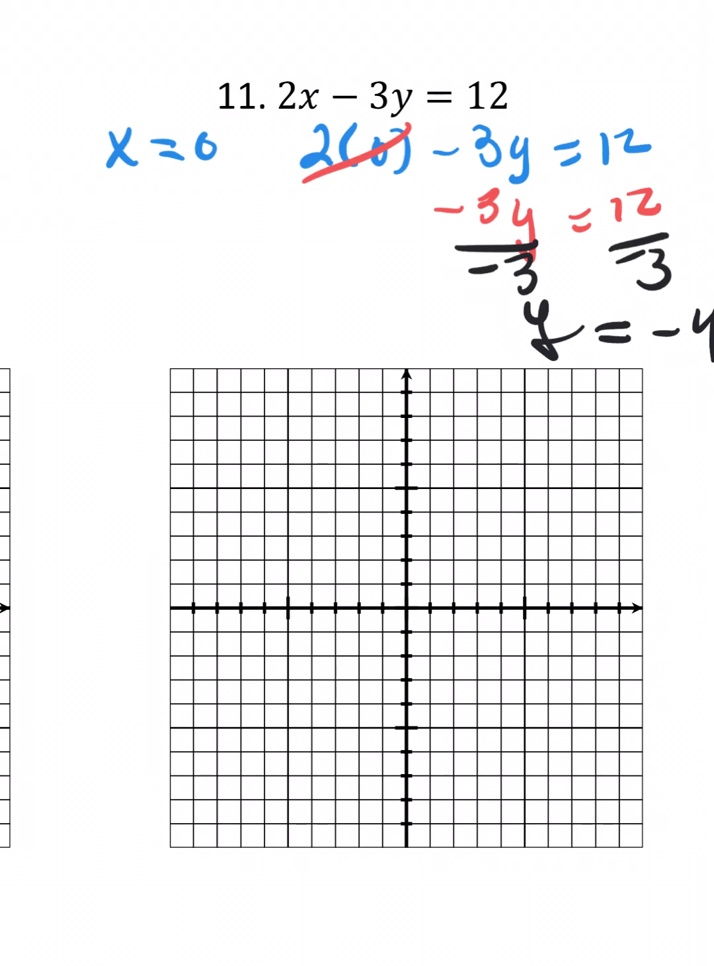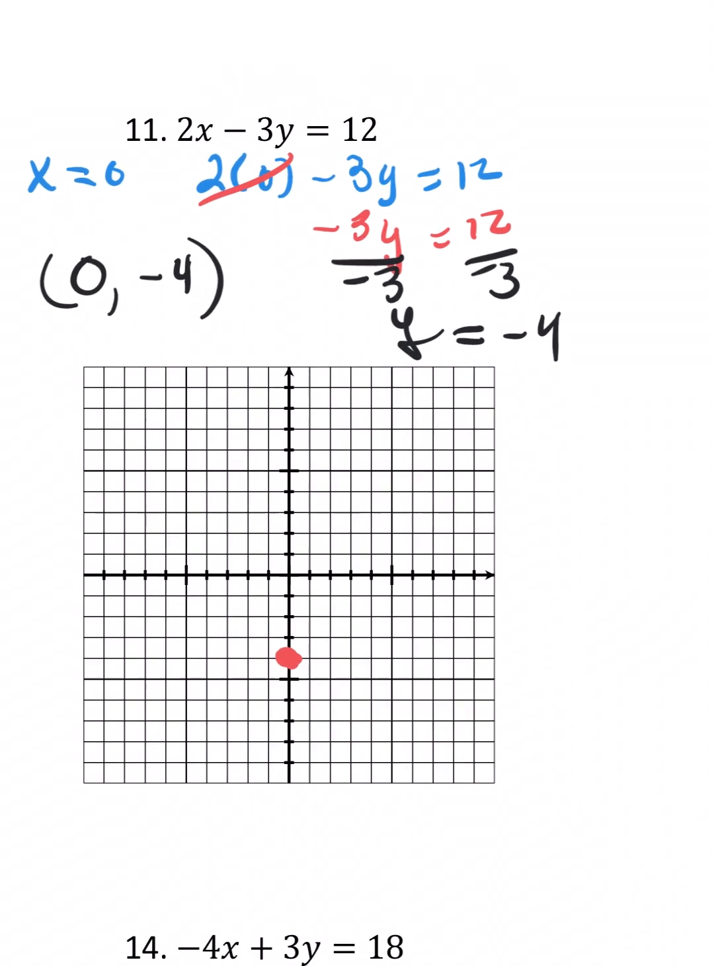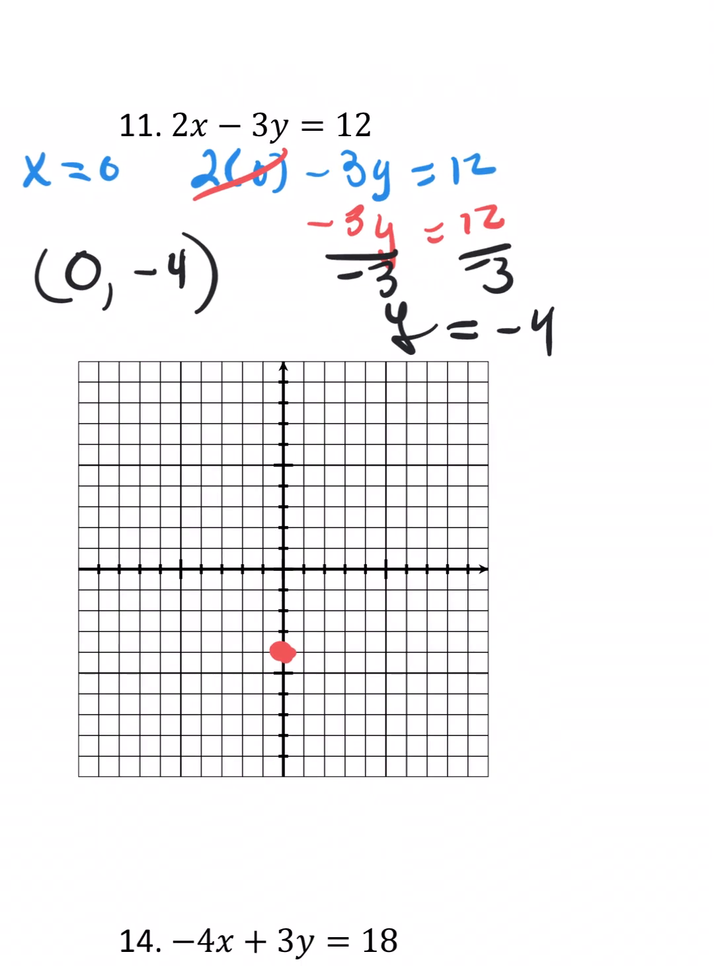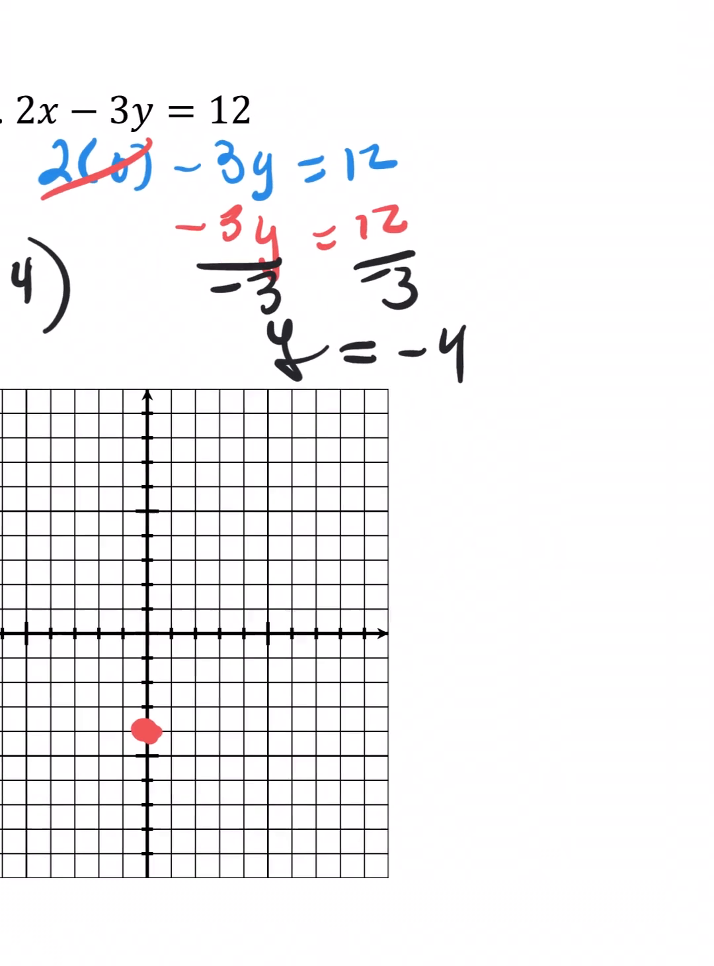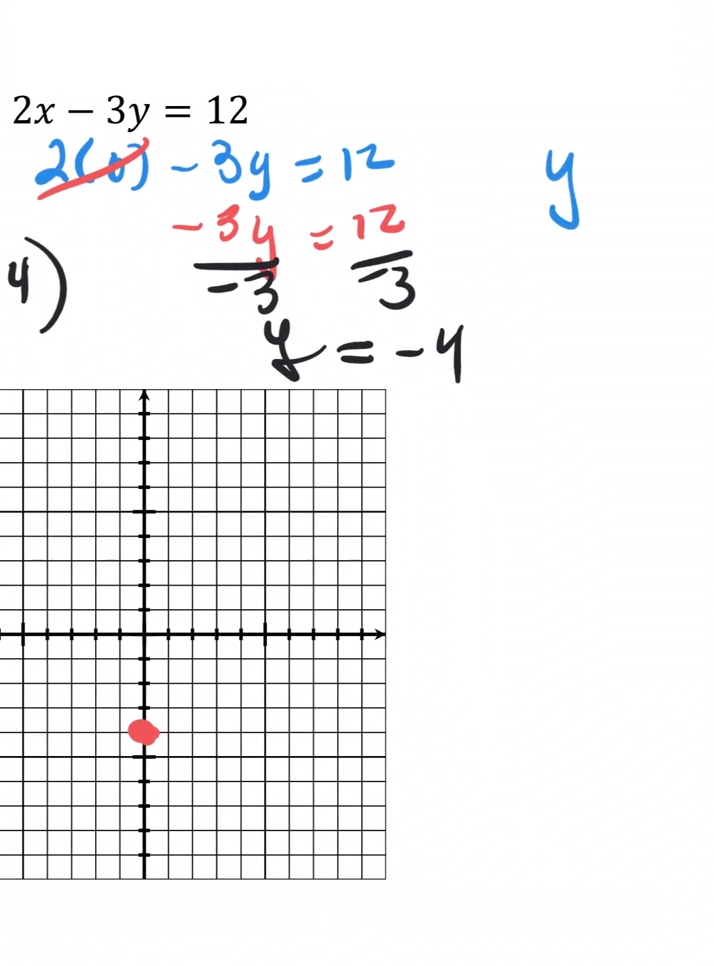So I have this new point: 0, negative 4. That's called the y-intercept. So let's plot that. It's right here. Let's use red. All right, so that's the y-intercept. Let's do the x-intercept. The x-intercept is when y is 0. Let's zoom in just a little bit. So this is where y is 0. So I'm going to plug 0 in for y this time. So I have 2x minus 3 times 0 equals 12.